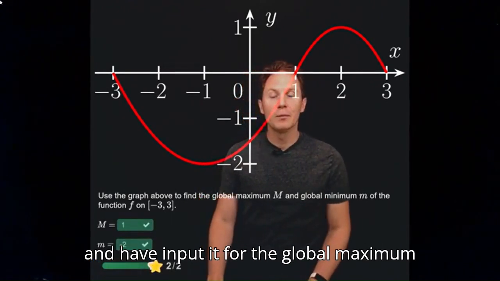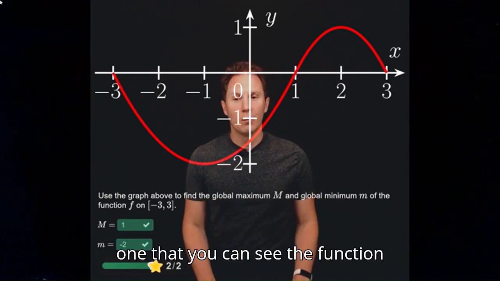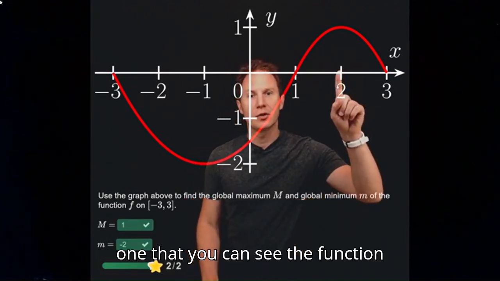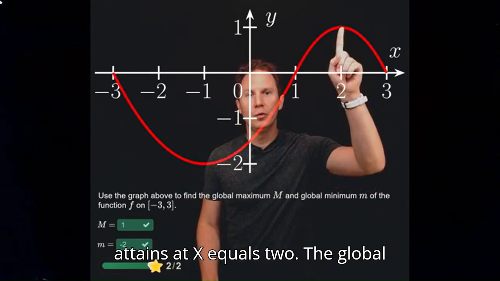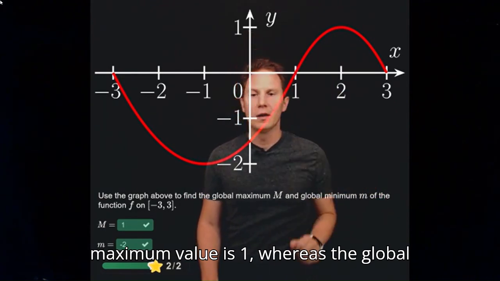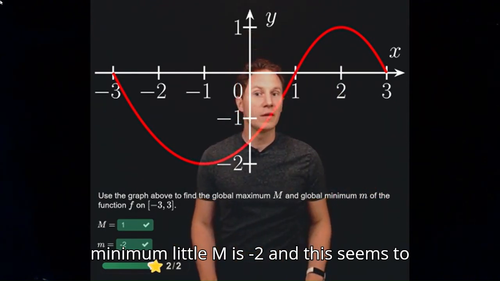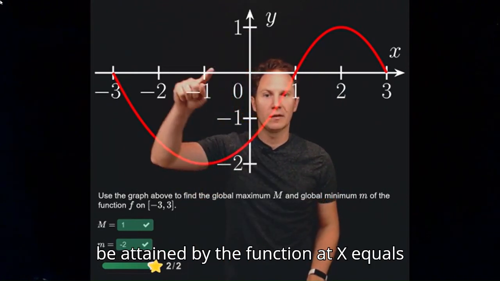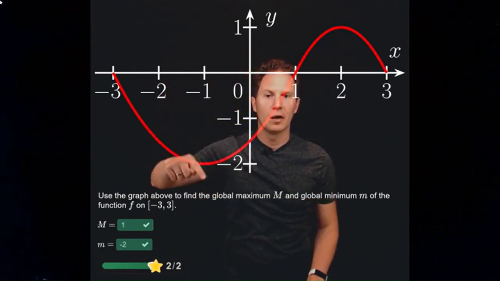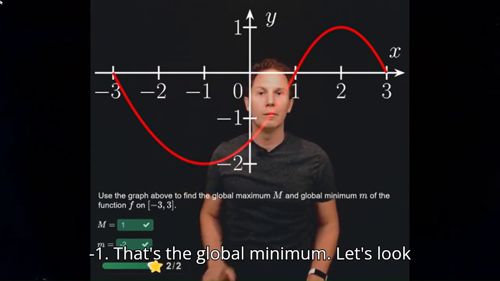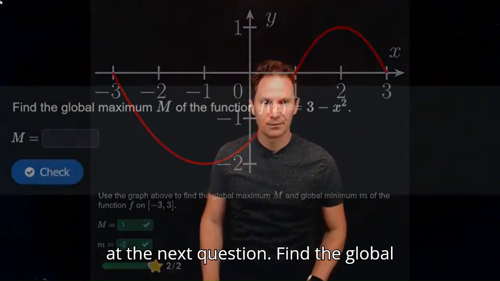Hope you paused it and have inputted for the global maximum 1, that you can see the function attains at x equals 2. The global maximum value is 1, whereas the global minimum, little m, is -2, and this seems to be attained by the function at x equals -1, that's the global minimum. Let's look at the next question.